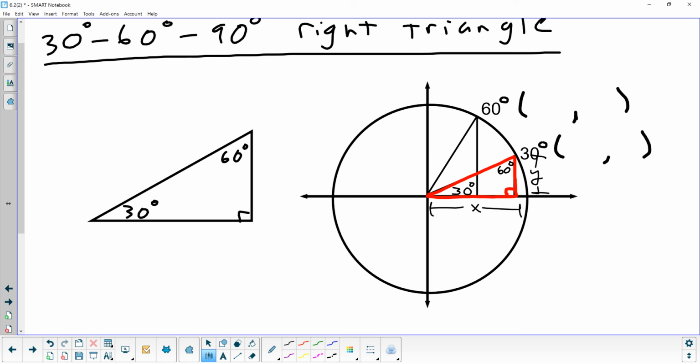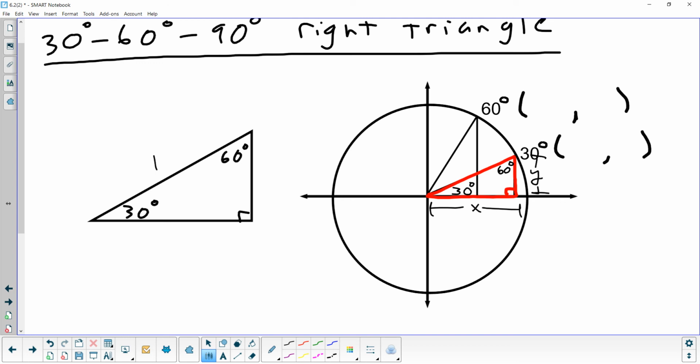Let's start with the hypotenuse. How long is the hypotenuse of this triangle? Well, remember the hypotenuse is the hypotenuse of the triangle, but what is it in the circle? Yeah, it's the radius of the circle, and that makes it 1. So we know that's 1. Unfortunately, that's not what I need. I need the base and I need the height, and that's my x and my y.